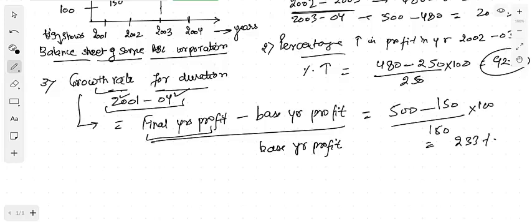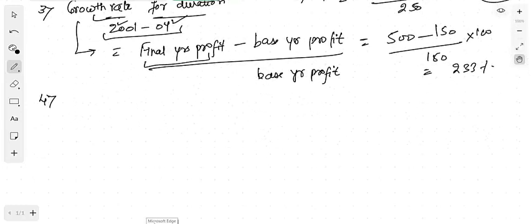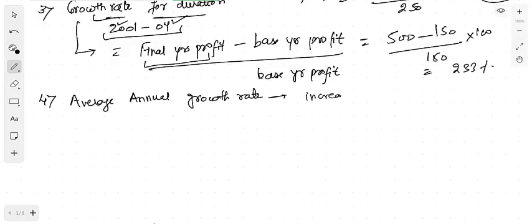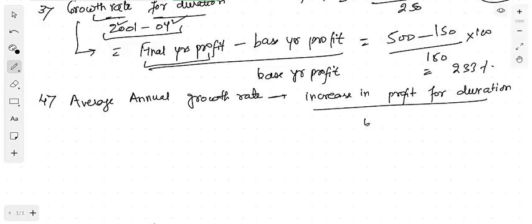Okay, now the fourth one, which is a little bit tricky. All these three are easy, you can easily solve. Here they used to ask for the average annual growth rate. For the average annual growth rate, we have a direct formula, which is the increase in profit for the duration divided by the base year's profit.